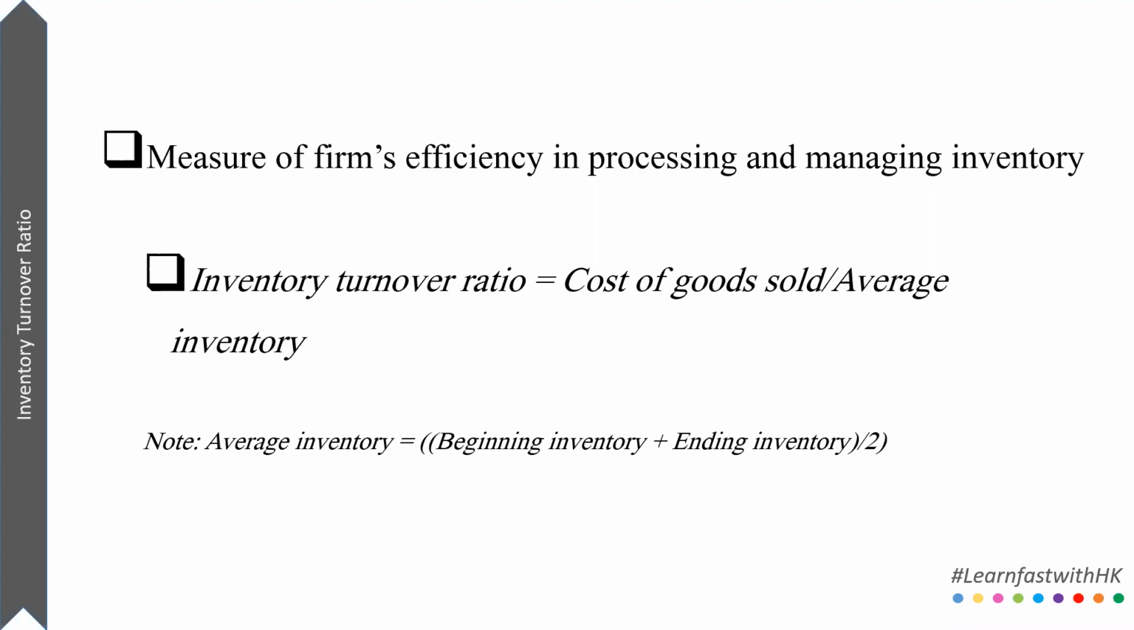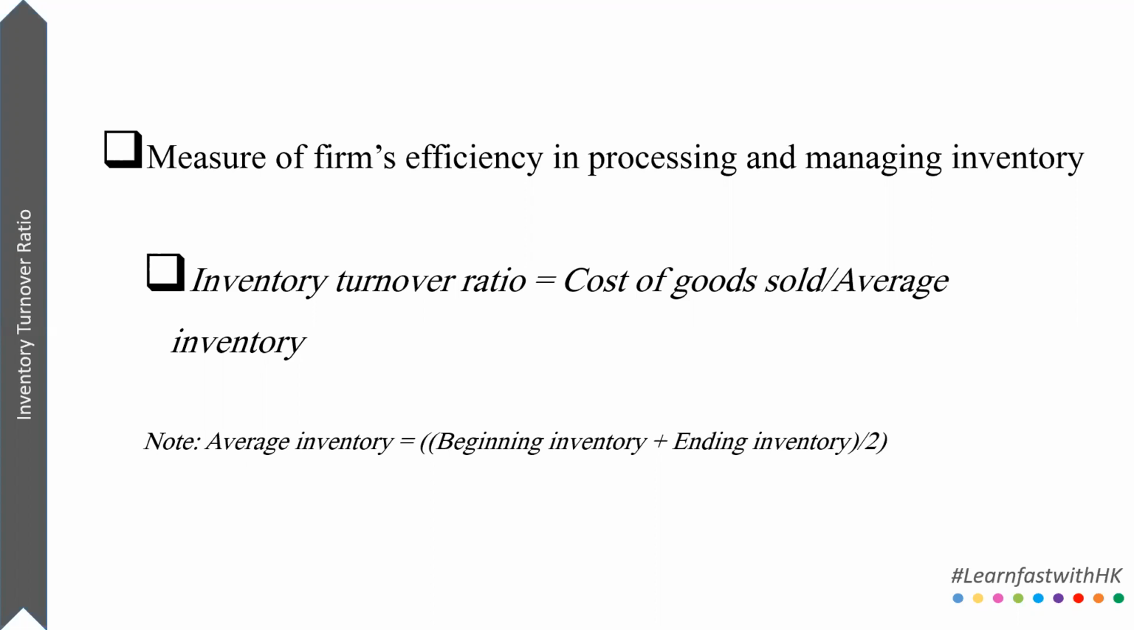Inventory turnover ratio is one of the most important ratios that we see while analyzing a company's financials. It measures the efficiency with which the company is processing and managing its inventory. The formula is cost of goods sold divided by average inventory. Cost of goods sold is the total cost of all the goods that the company has sold within the last 1 year, if we are talking about the 1 year financial statements. And the average inventory is the beginning inventory plus the ending inventory divided by 2.